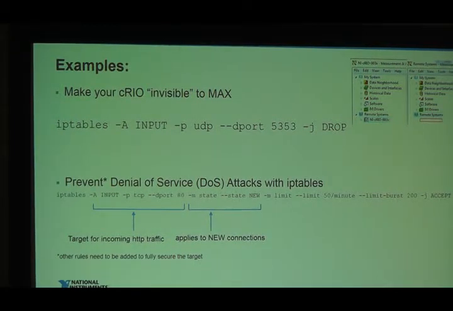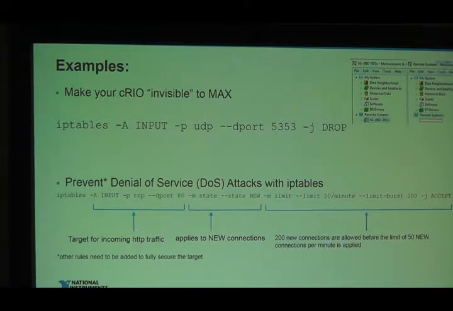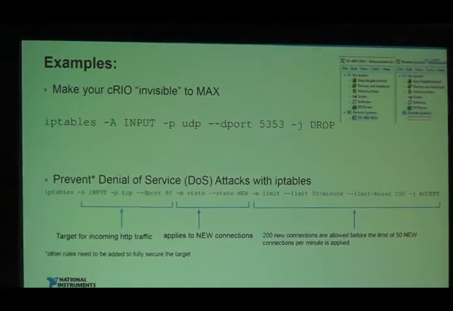So basically the idea is when somebody's executing a denial of service attack, they'll try to make as many connections as possible with your target and basically ramp up the CPU usage and eventually crash it. So in this case, we'll actually allow 50 new connections to happen as is, and then after that, we'll throttle the connection rate to 50 new connections per minute.